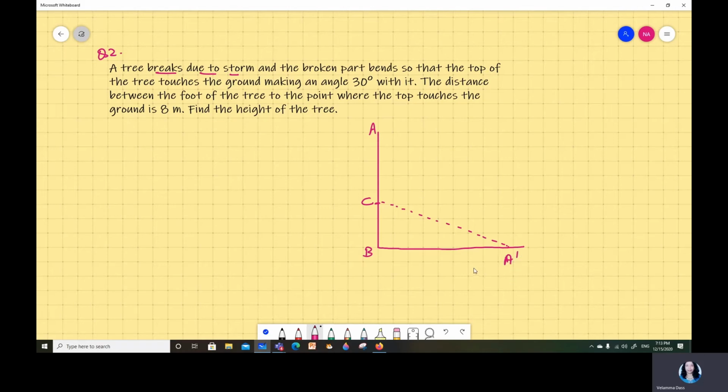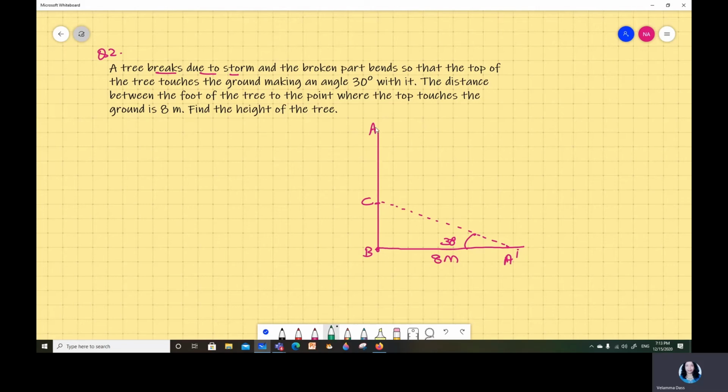The same A has become A dash. Can you see the top of the tree, now A, it is broken down and has come to A dash. It touches the ground, making an angle of 30 degrees with the ground. The distance between the foot of the tree, which is B, and the point where the top touches the ground is 8 meters. You have to find the height of the tree.